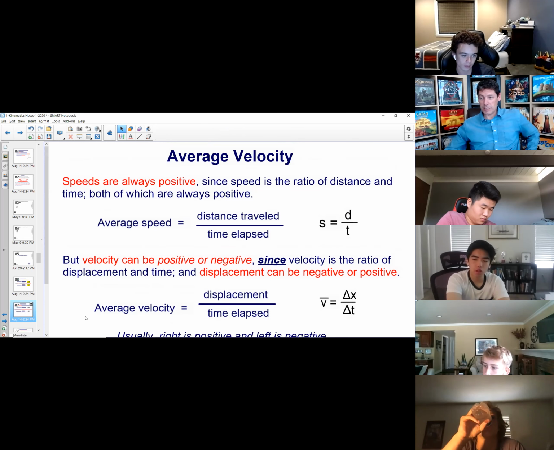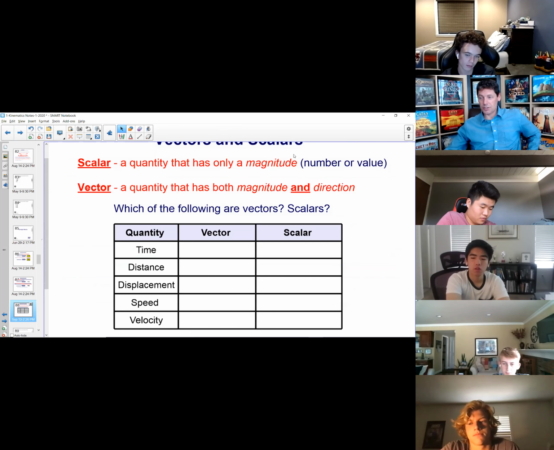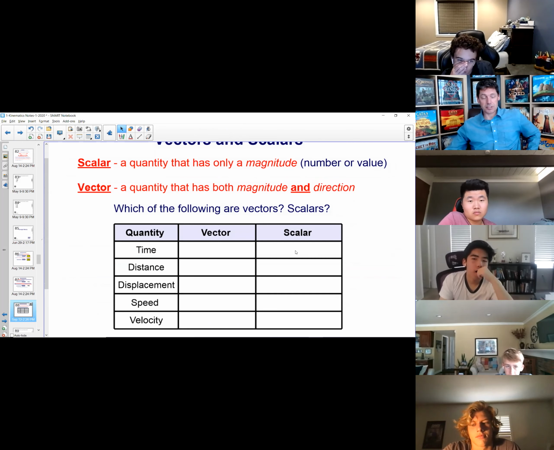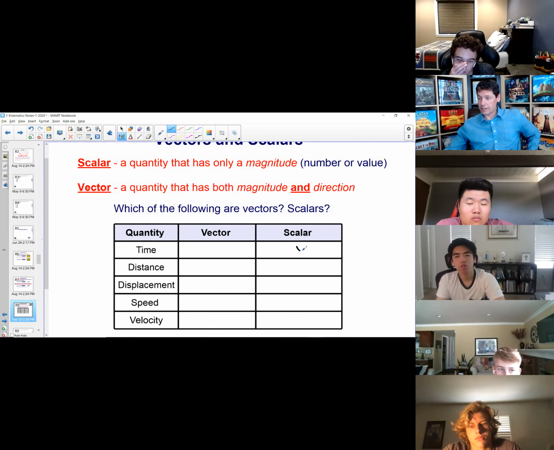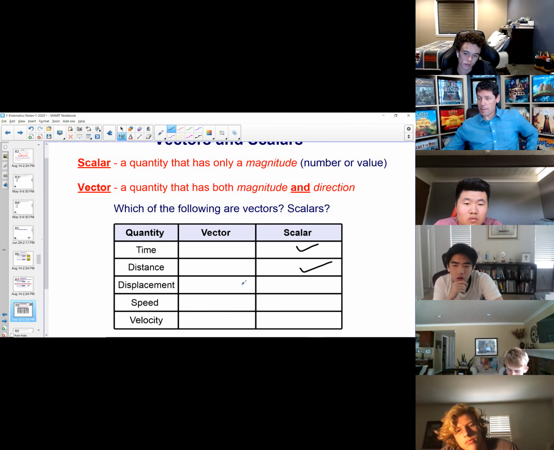All right, so speed and distance are scalars, velocity and displacement are vectors. So let's do a little checklist here. Scalars have only magnitude, a number value, and only a number value. Vectors have both magnitude, some number value, and a direction. Right? So which one does time fall under, vector or scalar? Scalar. All right. How about distance? Scalar. How about displacement?